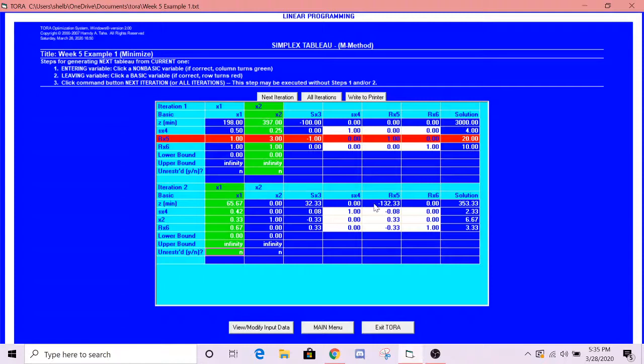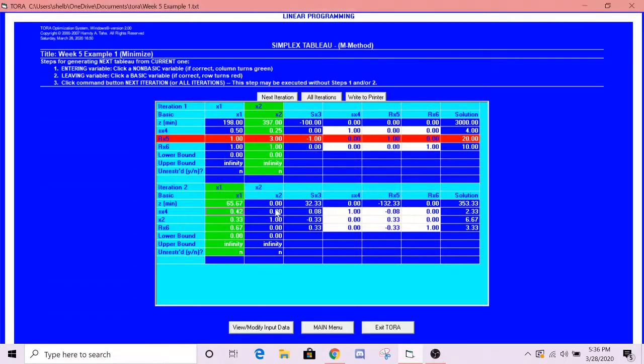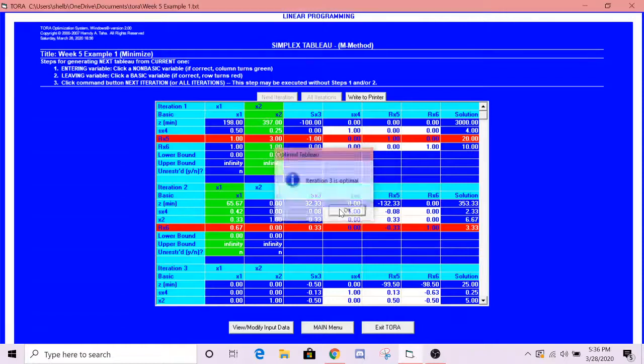65.67 was the largest most positive in this one. And we had, what was it? Which was it? Let me just hit next iteration. Oh, I thought I clicked that one. Okay. So this was determined to be the smallest most positive by the ratio test.